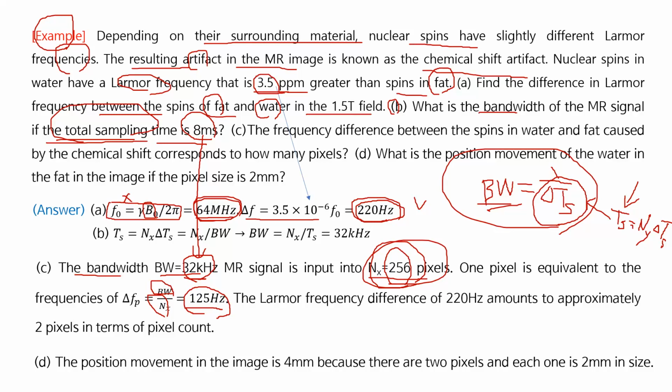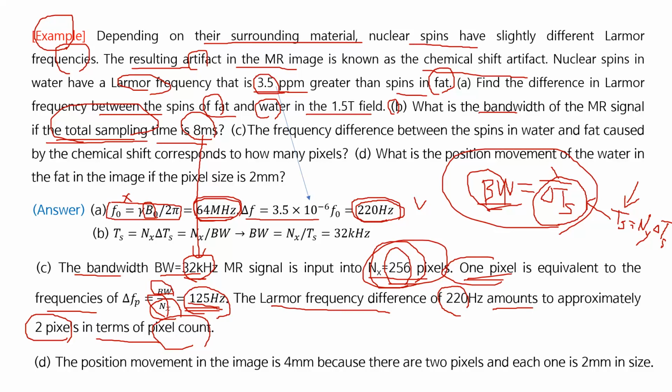And 1 pixel is, this whole bandwidth, 256 pixels. We have this bandwidth, and 1 pixel is equivalent to the frequency divided by NX. So we can have 125 Hz. Okay. So the Larmor frequency difference of 220 Hz amounts to approximately 2 pixels in terms of pixel count. Okay.